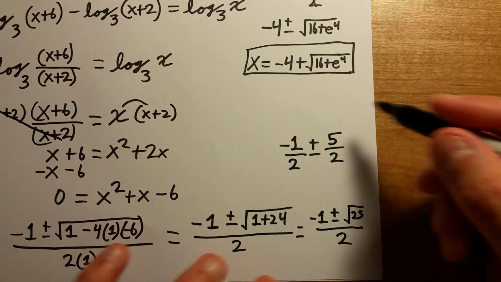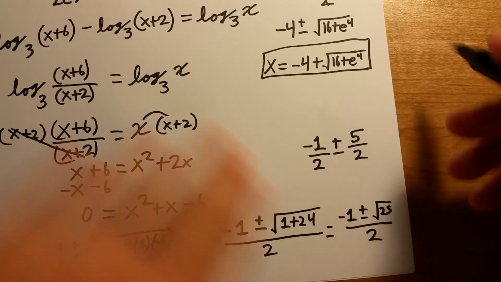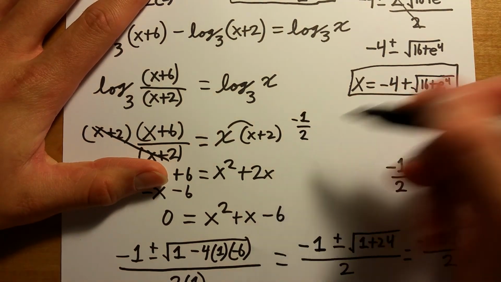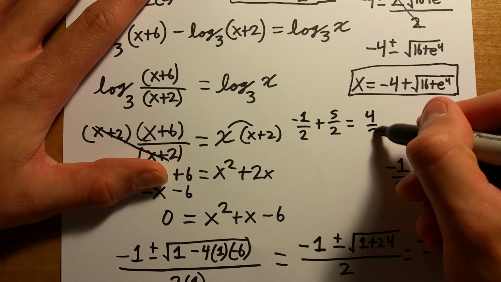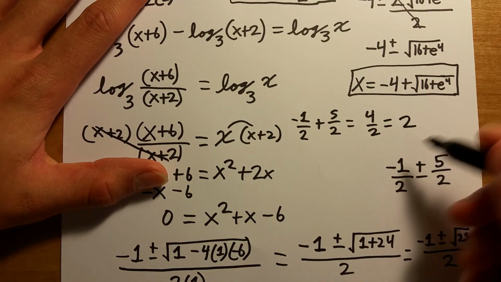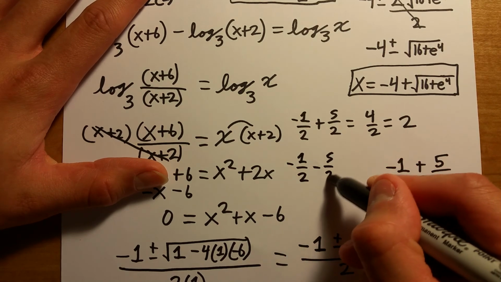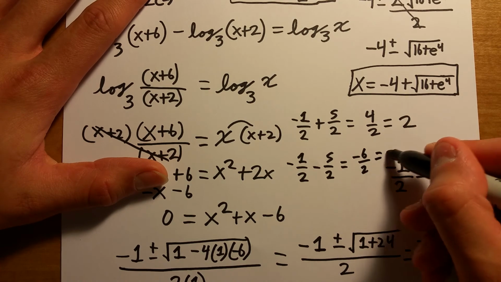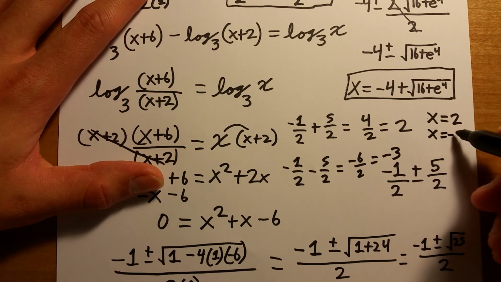And then now, since we have that, we should be able to work it out. So I guess we'll do it right here. So negative 1/2 plus 5 over 2 is going to equal 4 over 2, which is going to equal 2. And then negative 1/2 minus 5 over 2 is going to equal negative 6 over 2, which is going to equal negative 3. So your two answers are x equals 2 and x equals negative 3.